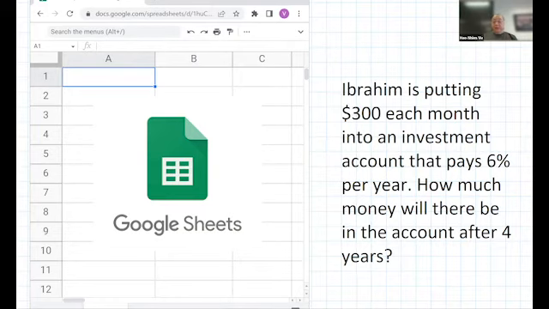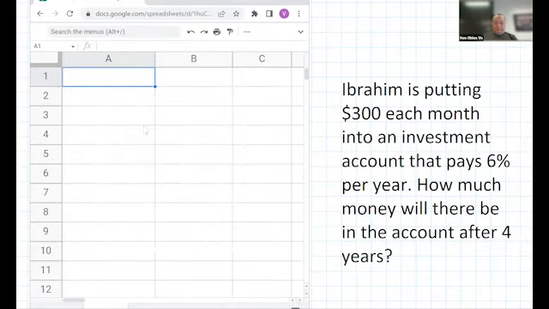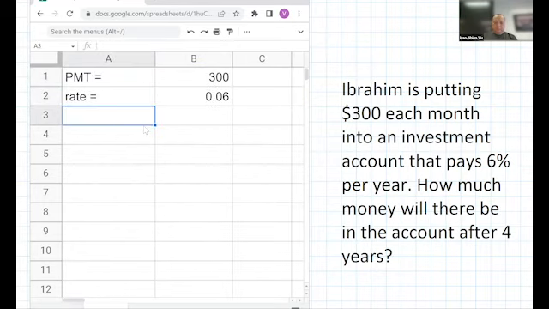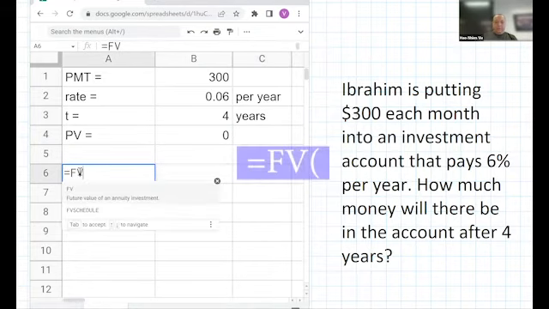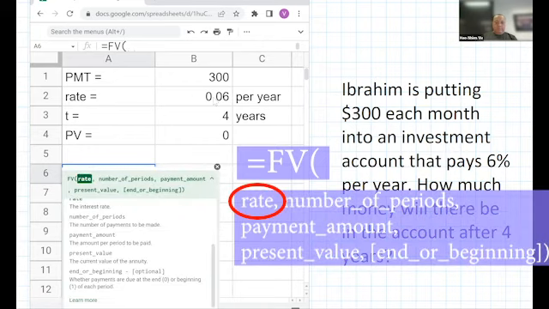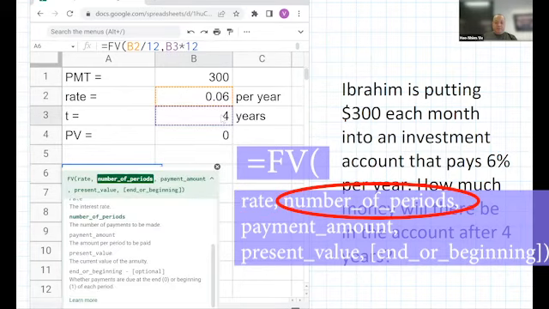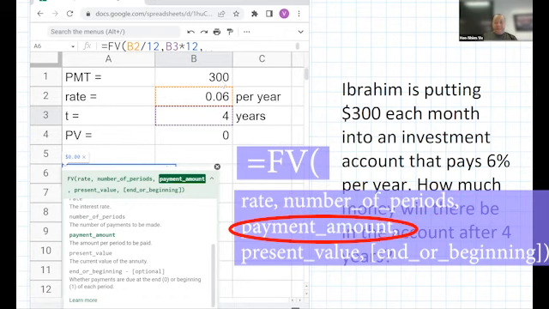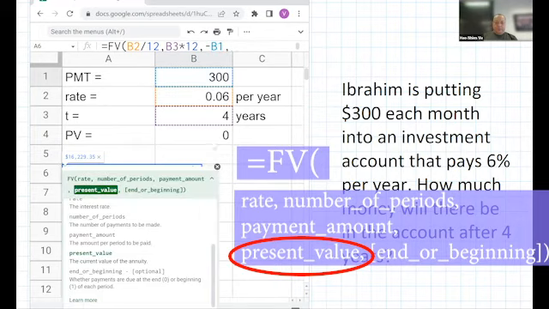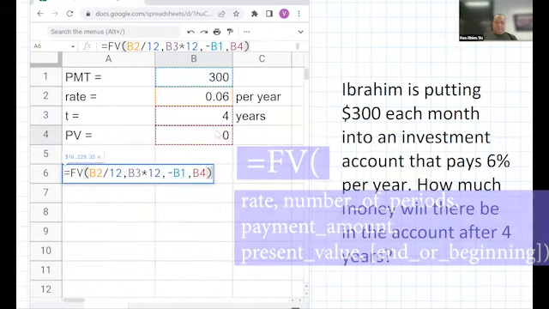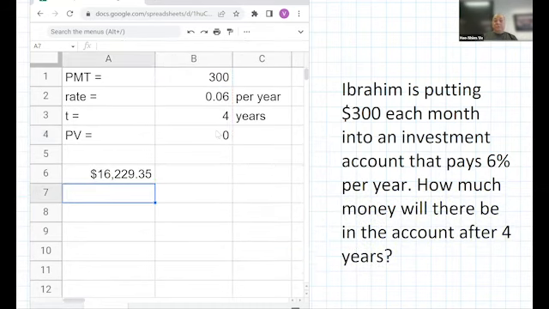Let's do this whole thing again using Google Sheets. Equals, I'm looking for future value FV. The rate is this divided by 12, comma, number of periods is this times 12, comma, the payment is negative 300, negative this number, and PV is 0. Same answer as before, 16,000.